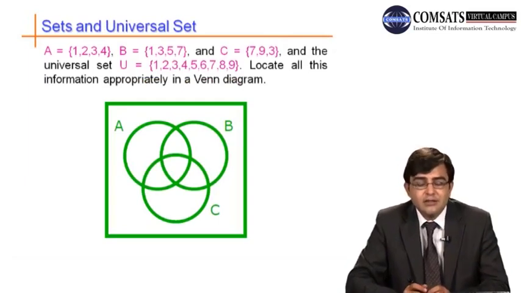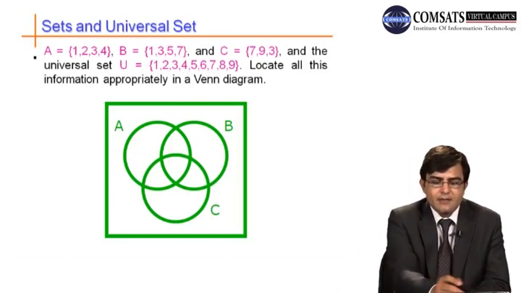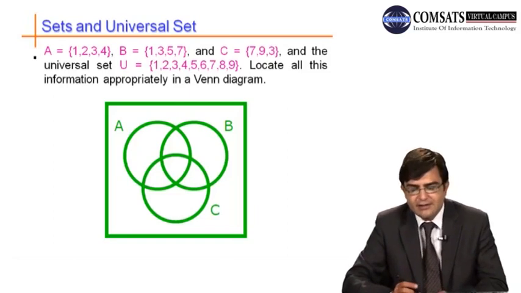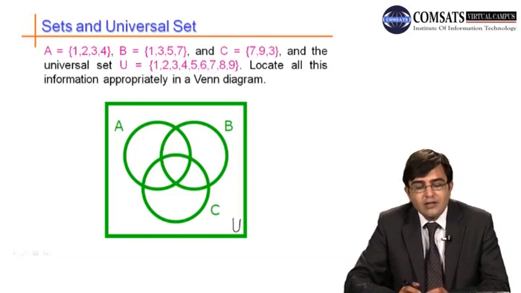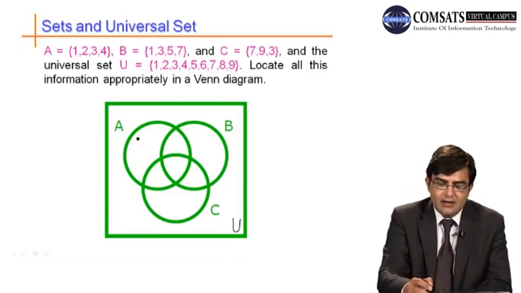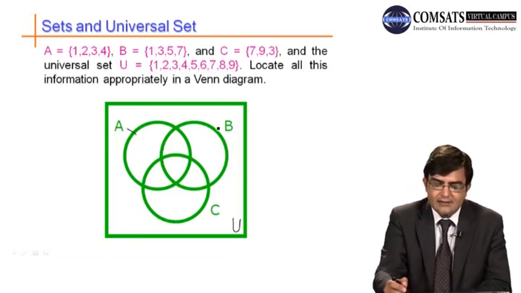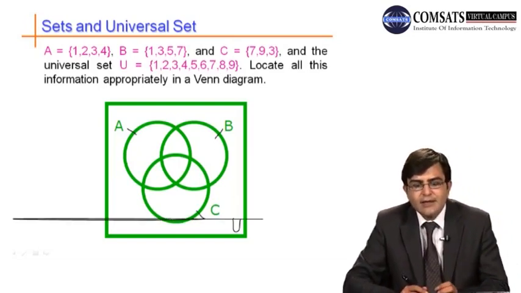Next, we take another example. How can we place elements in the Venn diagram? If we have set A, set B, set C, and universal set U, how can we place the elements in the Venn diagram? We have three sets A, B, C: this is set A, this is set B, and this is set C. So how do we place the elements in the Venn diagram?